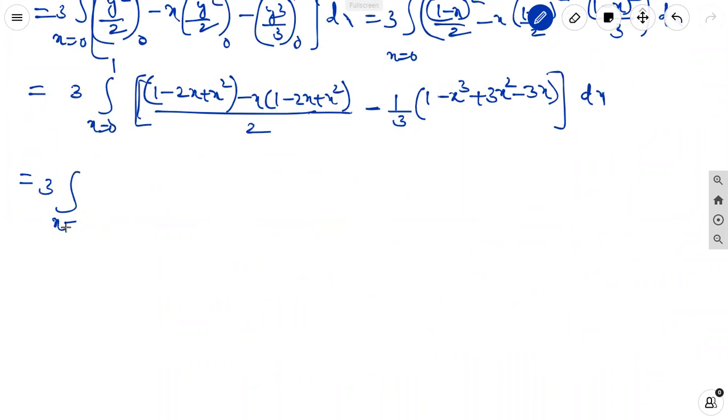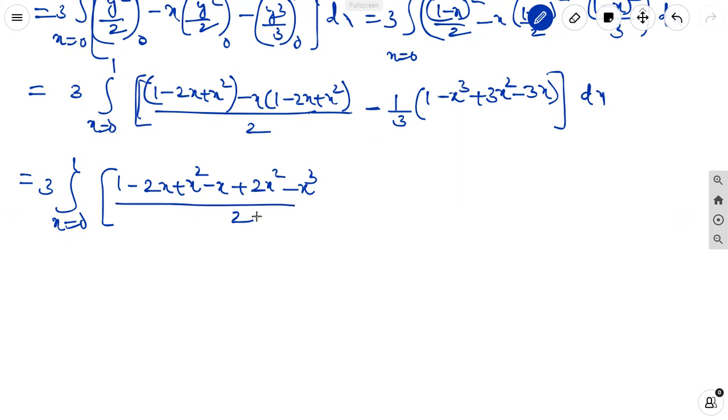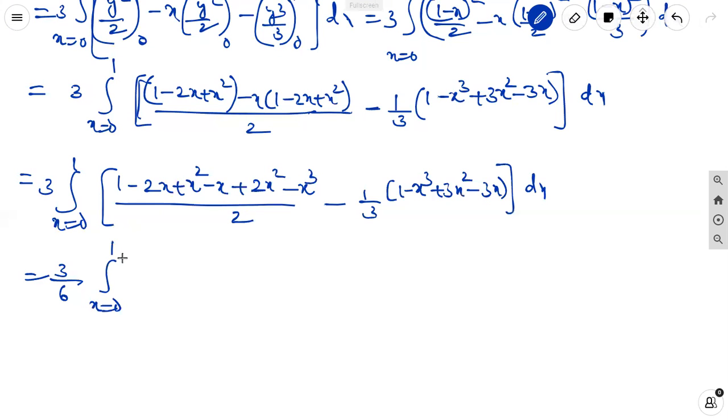3 integral x limits from 0 to 1. Here 1 minus 2x plus x square minus x, minus into minus plus 2x square plus into minus x cube, whole by 2 minus 1 by 3 into 1 minus x cube plus 3x square minus 3x whole dx. Here taking LCM, 3 2s are 6, 3 by 6 integral x limits from 0 to 1.